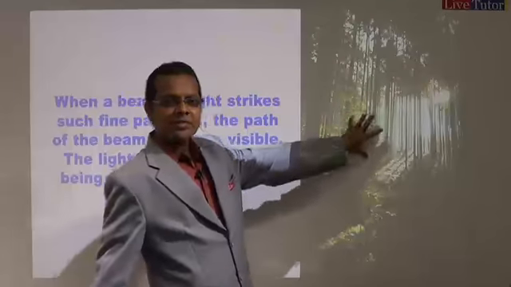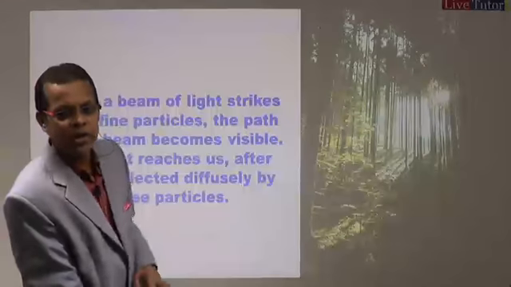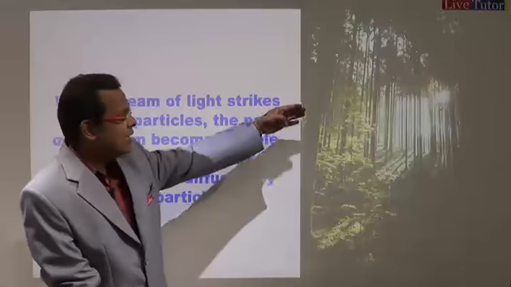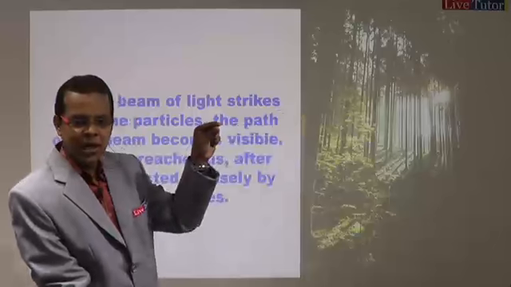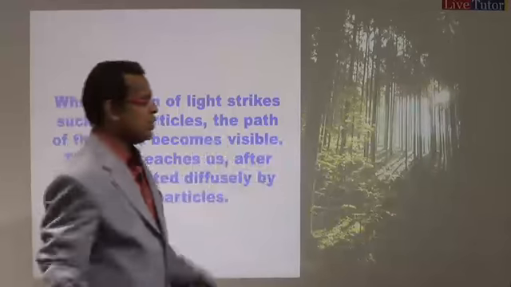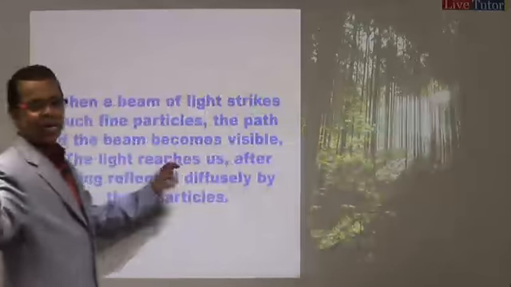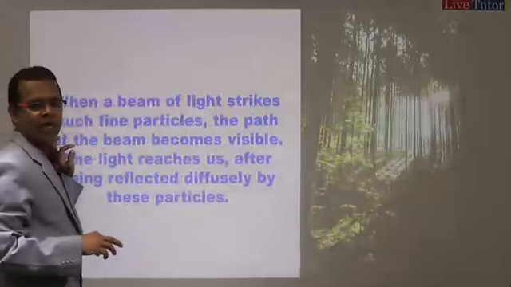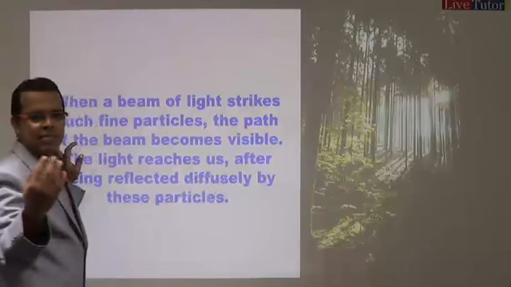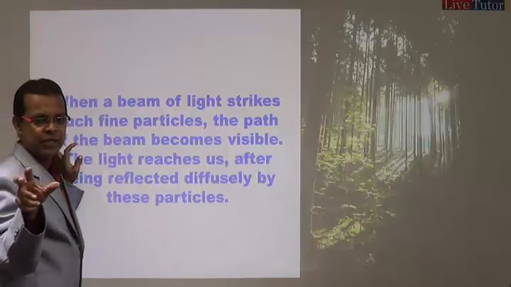you would have seen that in a dense forest, or even in your garden, if you have very tall trees, in the early morning it is very beautiful to see the sunlight entering like this, and the path of the light is visible very nicely when you are seeing from the sideways. Suppose we are standing here and look at that, the beam of light can be very nicely seen, right? And this light is reaching us because it is being reflected diffusely by these particles. What is this diffusing?